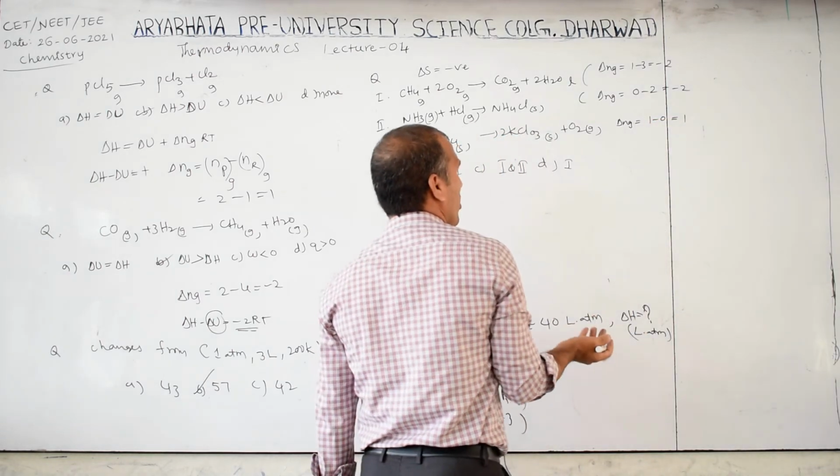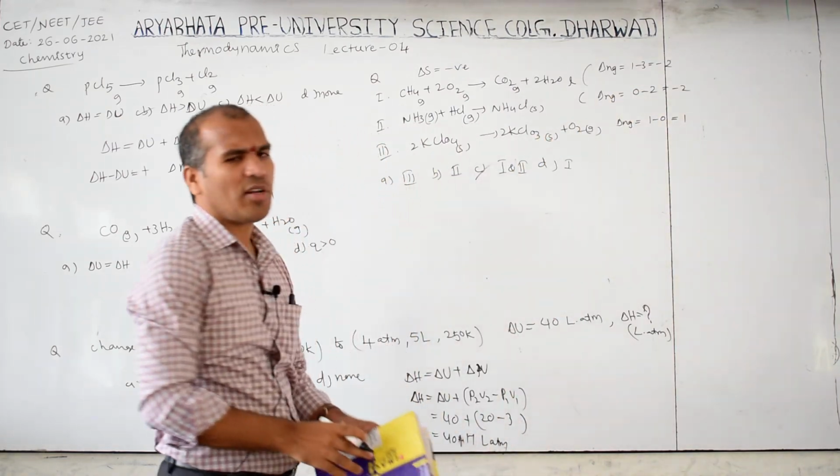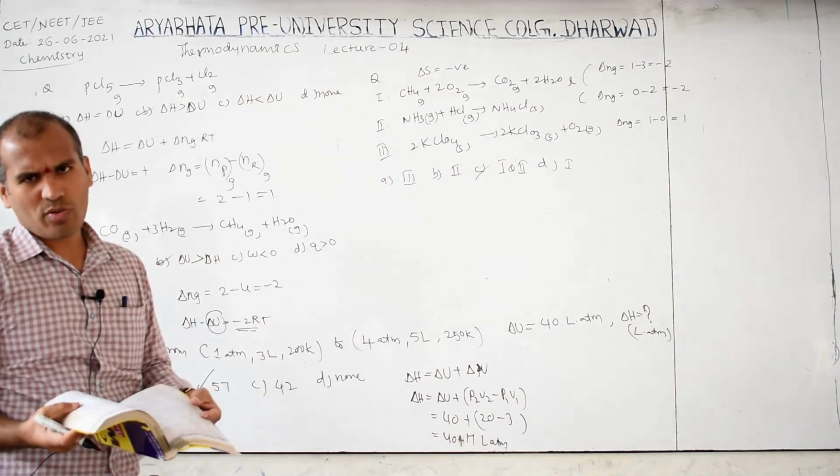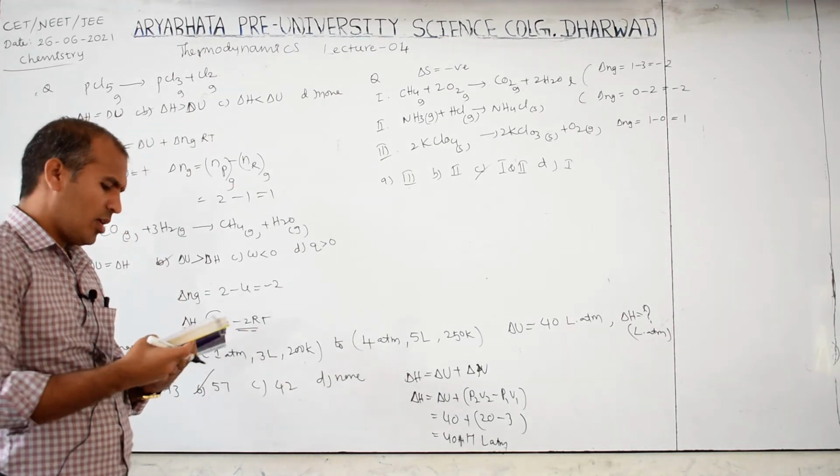So negative value is there here, these two. Therefore C option is correct. If you calculate delta Ng, negative means entropy negative, delta Ng positive means entropy positive. Okay.